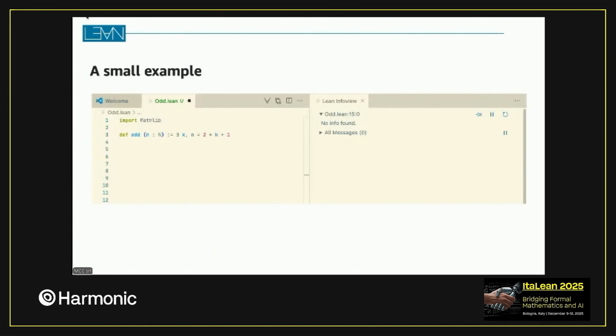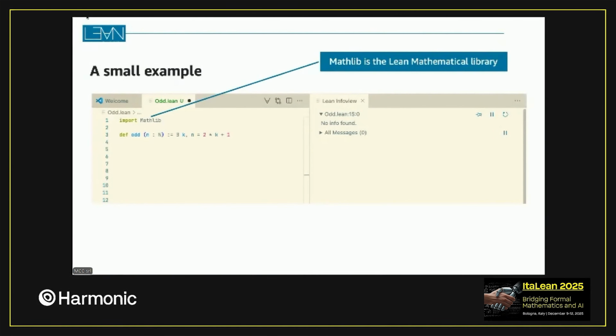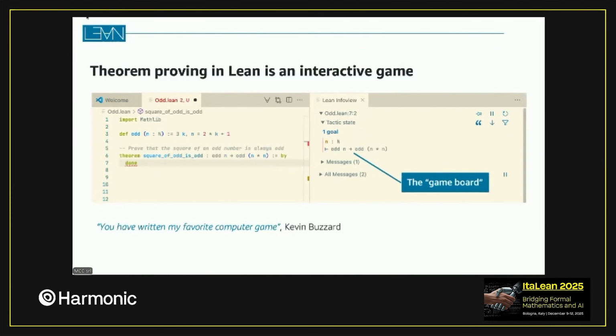But how many people here have used Lean before? I mean, okay, I can go really quick here. I think I don't need to explain this part to them. I will skip what Lean is, but the main message, if you haven't used Lean before, is that you can view it as an interactive game. And Kevin Buzzard would say to me several times that it's his favorite game, he loves to play this game. It's really cool to see him doing it in person.